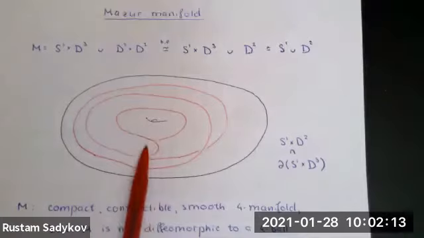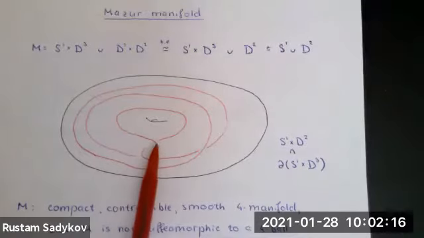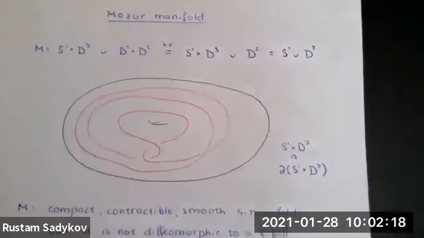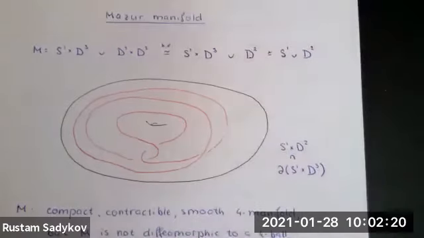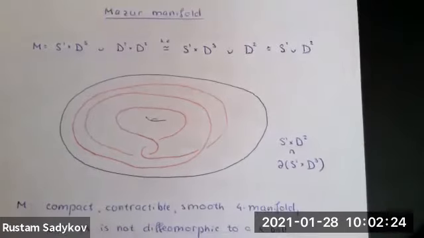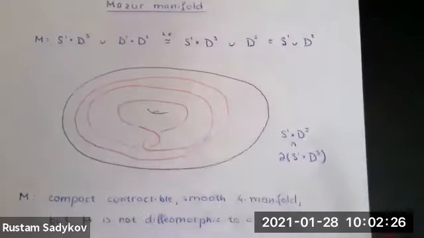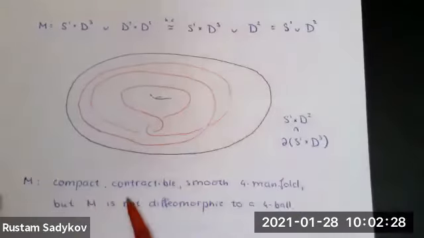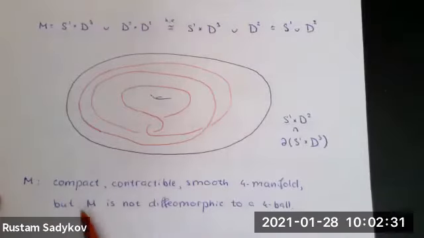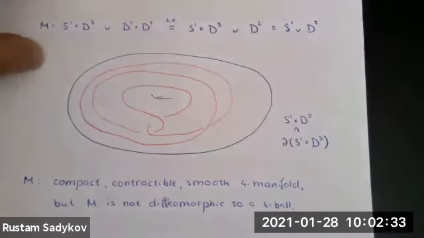But of course, when you have a crossing of the attaching sphere, you don't have a manifold anymore. So you're not modifying them by isotopy. You are just modifying the manifold somehow, preserving its homotopy type. And so this is a Mazur manifold. It's a compact, contractible, smooth 4-manifold, which is not diffeomorphic to a 4-ball.